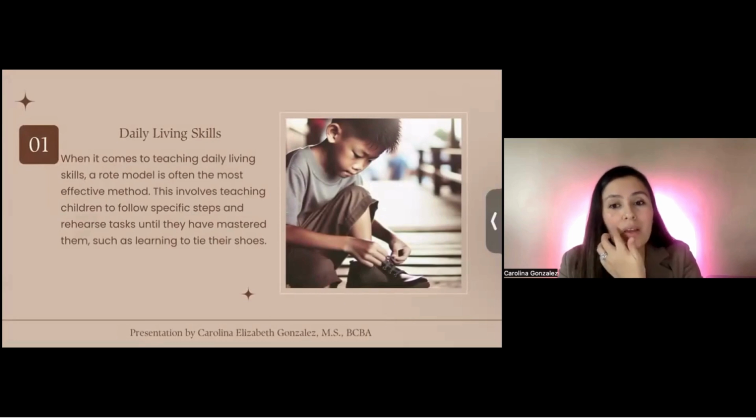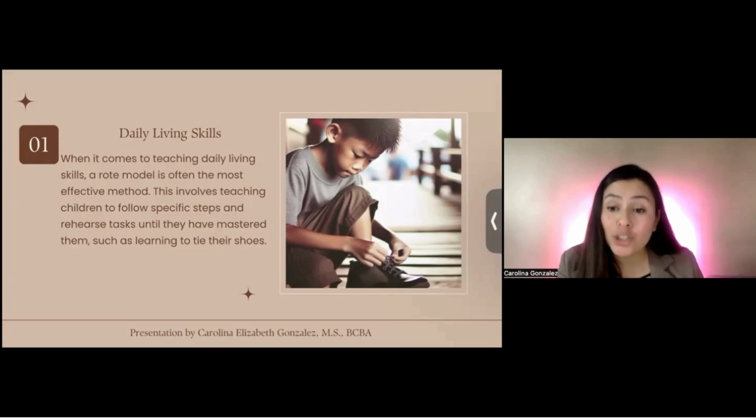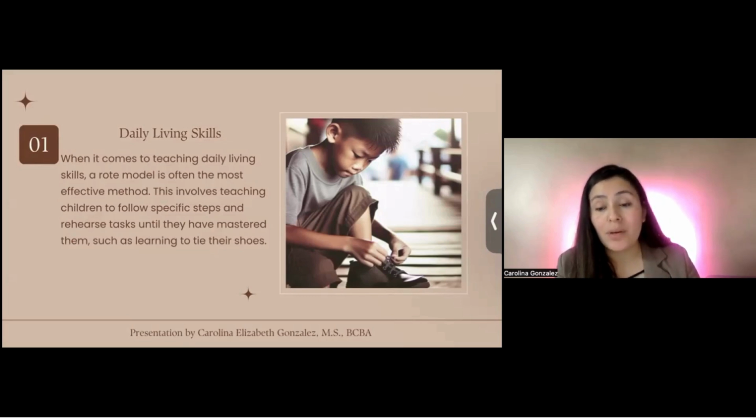All right. So rote responding in daily living skills is one of the examples where it is appropriate. Okay, so when it comes to teaching daily living skills, the rote model is often the most effective method. This involves teaching children to follow specific steps, rehearse the task until they have mastered them, such as learning to tie their shoes. So if you're teaching the child to memorize something, for example, like a task analysis, which is like a step-by-step guidance on how to tie their shoes, then this will be appropriate, okay?